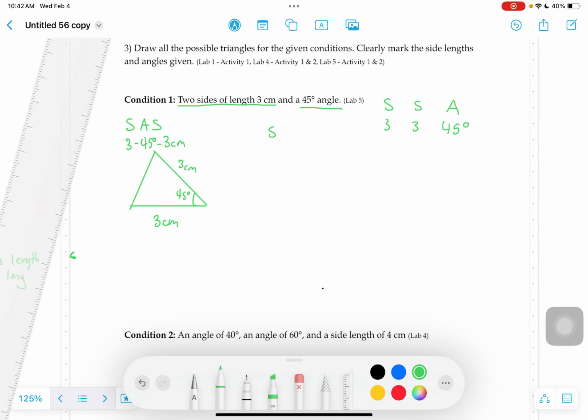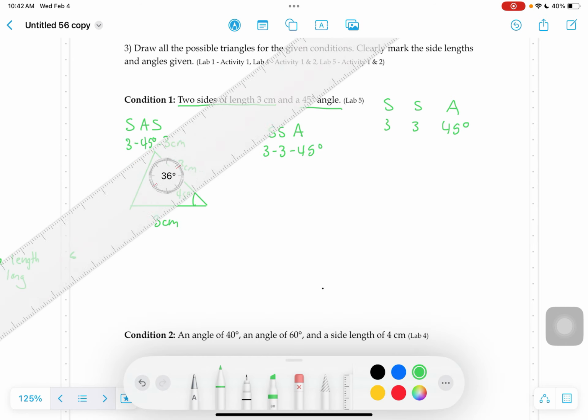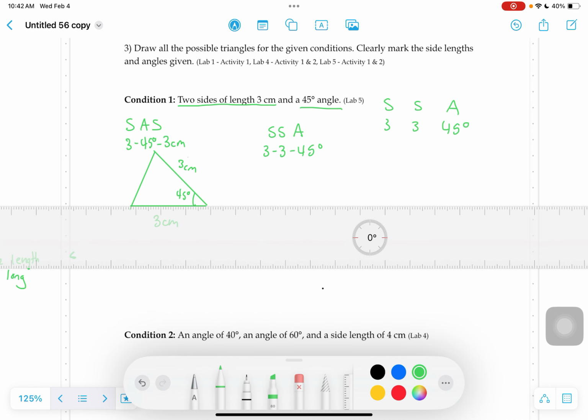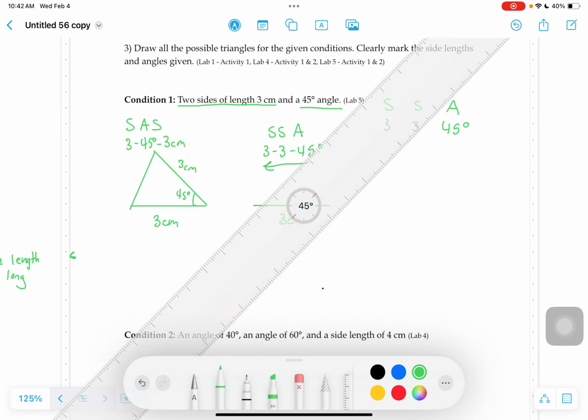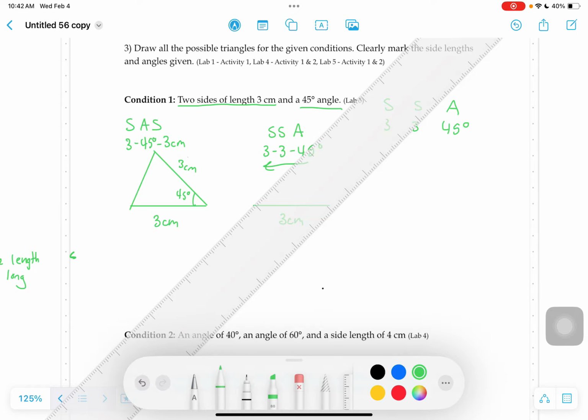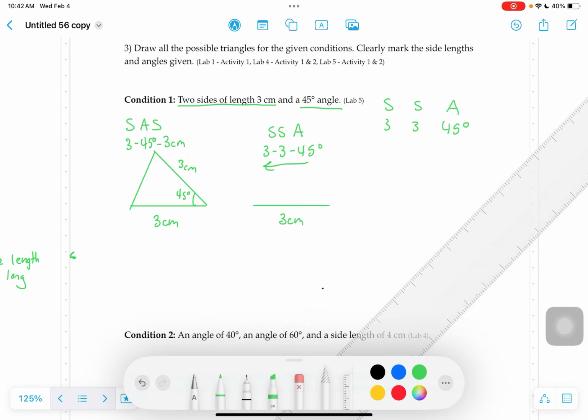Now let's try side, side, angle. That would be 3 connected to a 3 connected to a 45 degree angle. So let's try it. I'm going to draw in the reverse order because it'll be easier. I'll draw a base of 3, 1, 2, 3 centimeters. I'm going to draw a 45 degree angle. Oop, I think I'll need some more room. I'm going to move things down here.